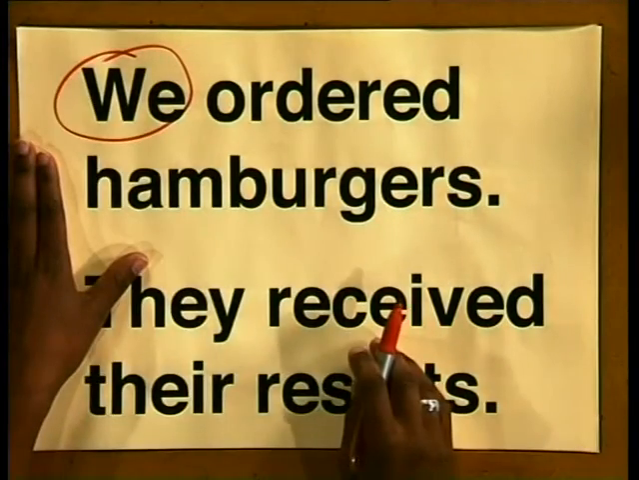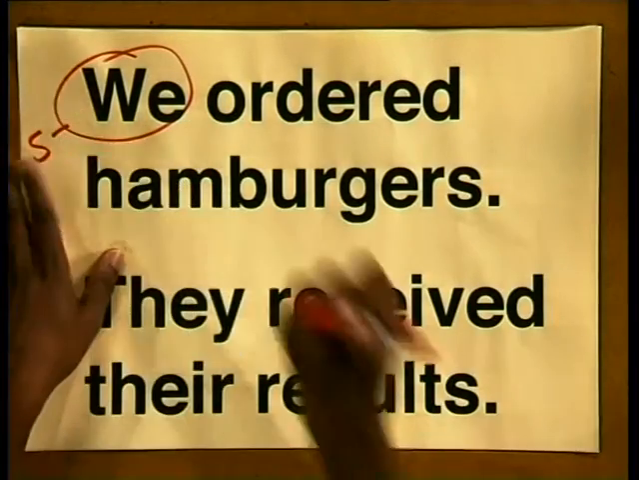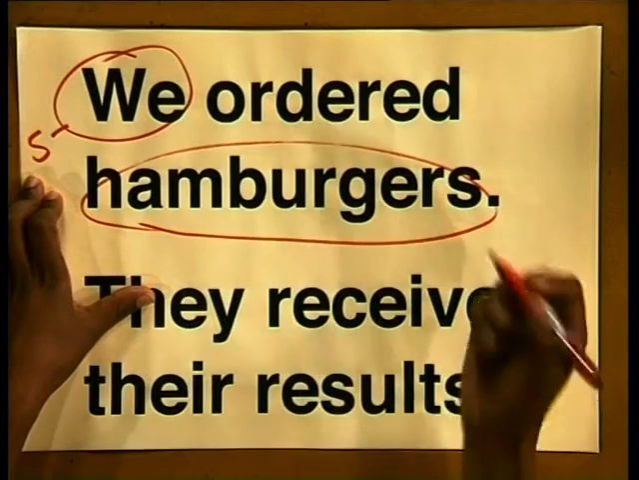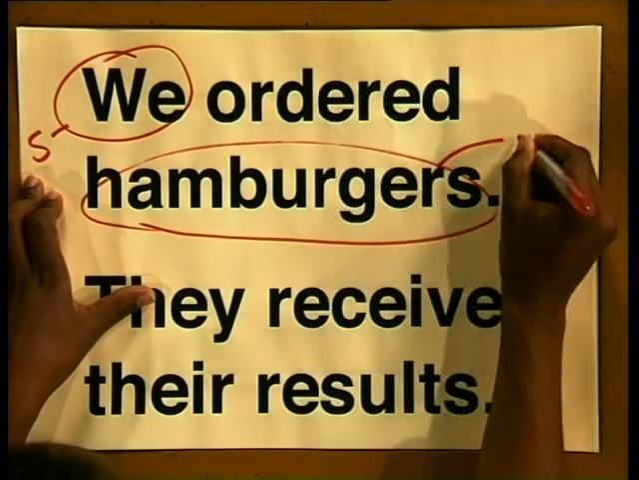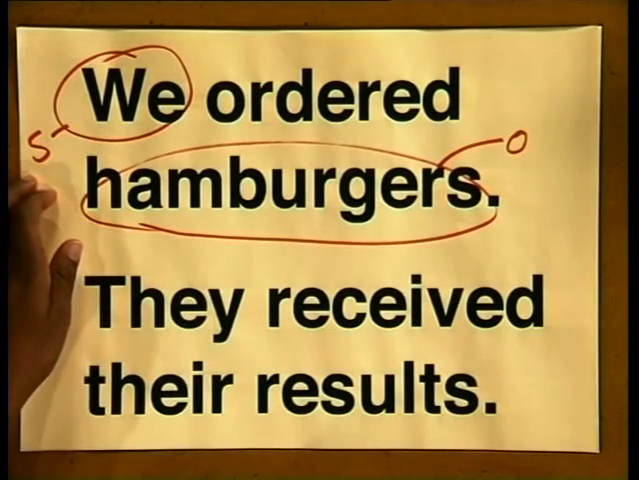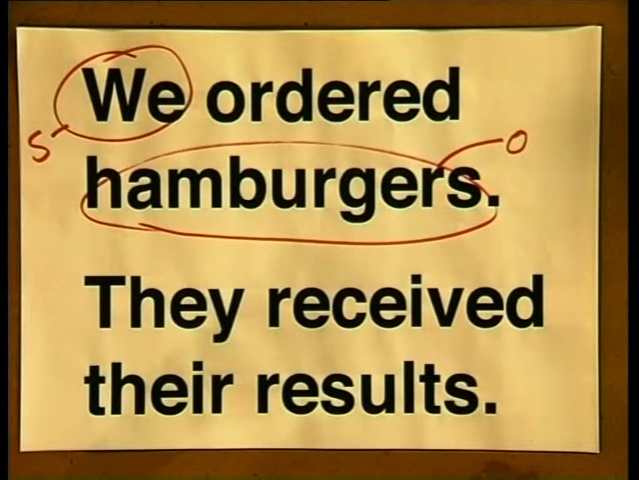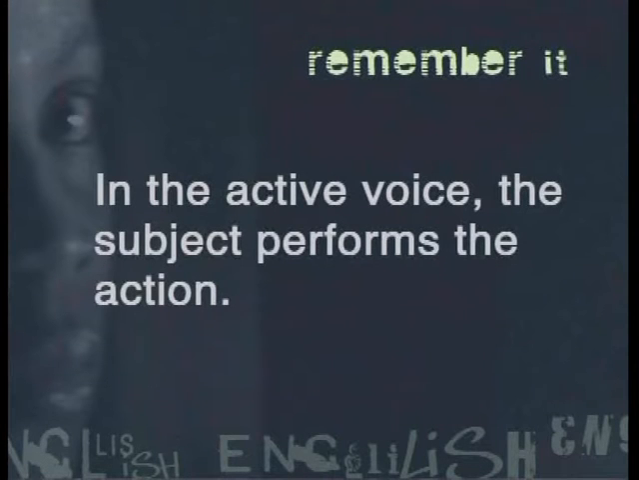We did the ordering, so we is the subject. What got ordered? Hamburgers. So, the hamburgers are the objects. What do you think are the subject and object of the second sentence, they received their results? So both of these sentences are in the active voice, because in the active voice, the subject performs the action. Now this is important, so remember it. In the active voice, the subject performs the action.